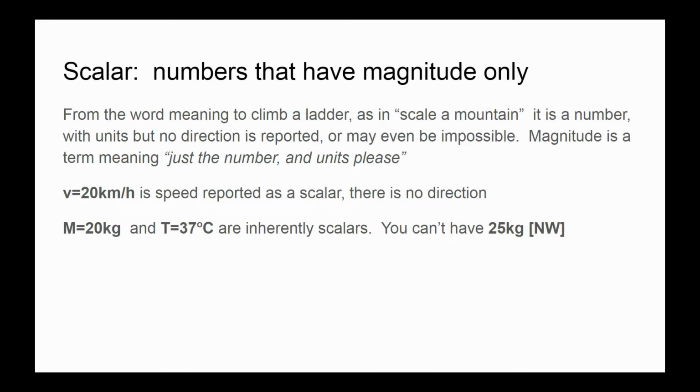Scalar numbers are numbers with units, of course, like 10 meters, but they only have magnitude. That means a number without reference to direction. If I say to you v equals 20 kilometers an hour, which is speed, it is reported as a scalar because there's no direction. Mass equals 20 kilograms and temperature equals 37 degrees Celsius are inherently scalars. You can't have 25 kilograms northwest.